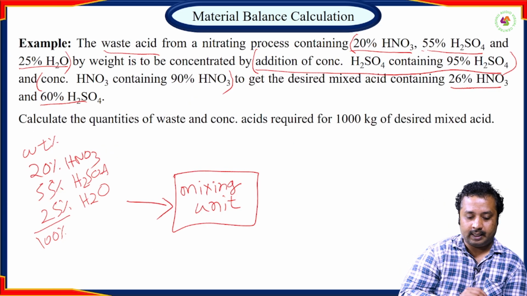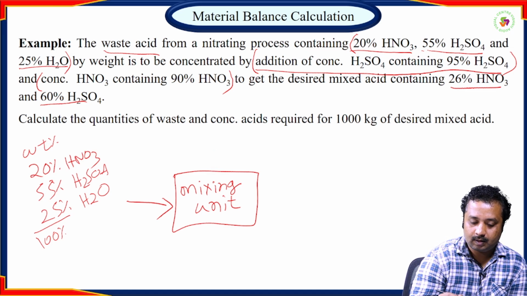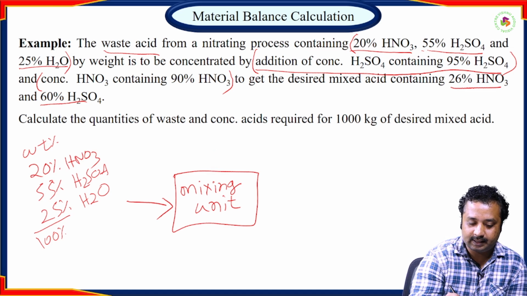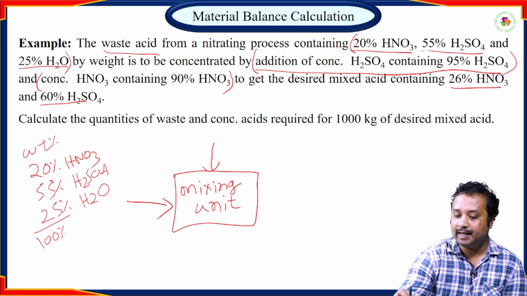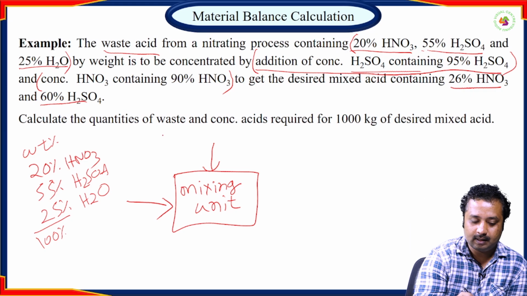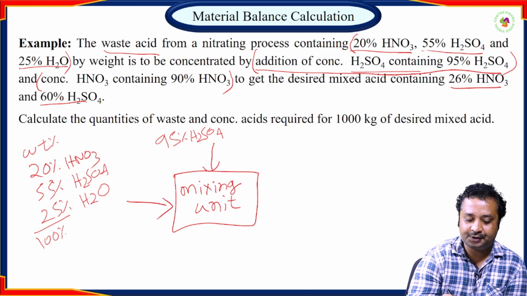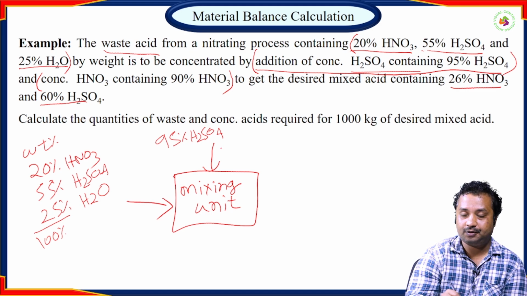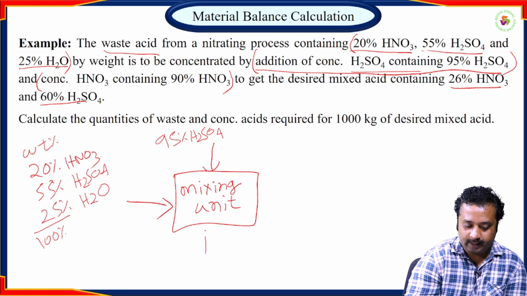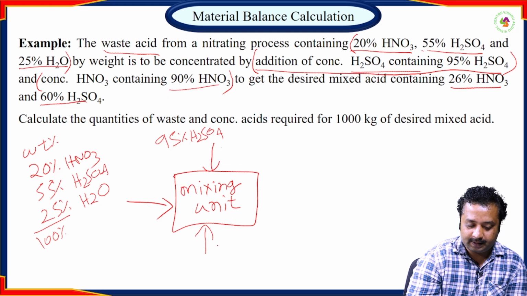Okay, next, we'll add some streams to concentrate this waste acid. We need to add a concentrated H2SO4 stream. What is its composition? It contains 95% H2SO4. This is the H2SO4 stream. Another stream we have to add is the HNO3 stream having 90% HNO3.